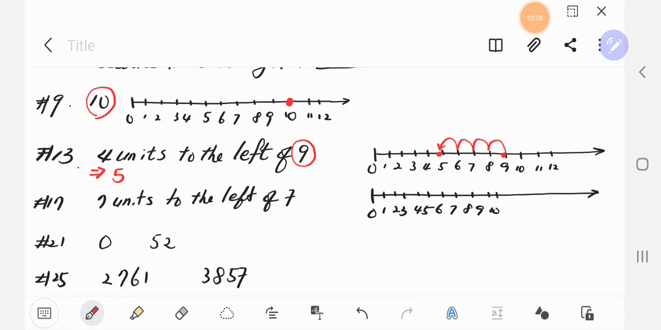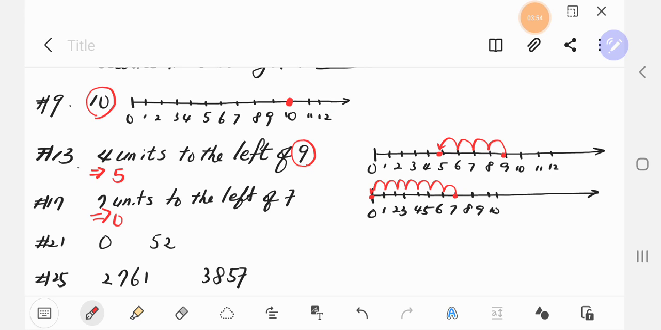Okay, number 17. 7 units to the left of 7. So here's the number 7. Let's move 7 units to the left of this number. So 1, 2, 3, 4, 5, 6, 7. Then this is the number that we reached. So the answer will be 0, right? So 0.